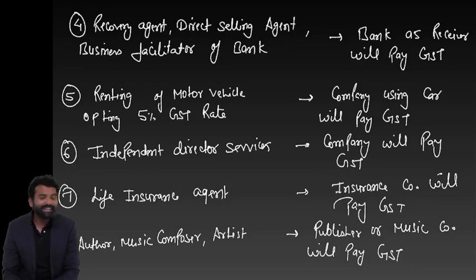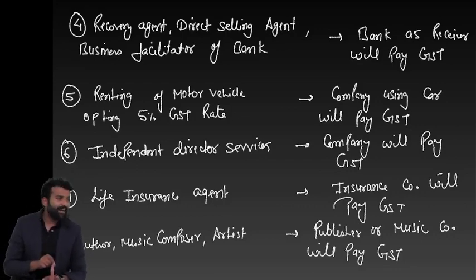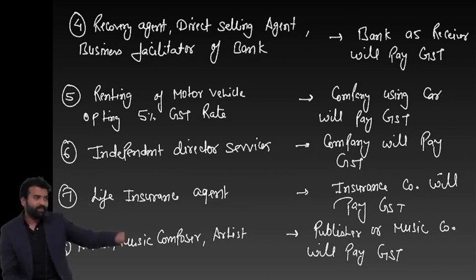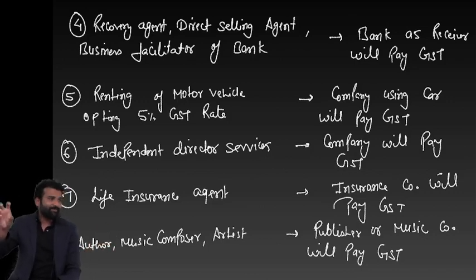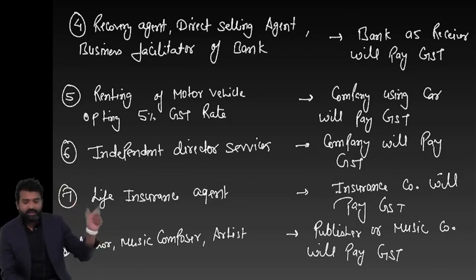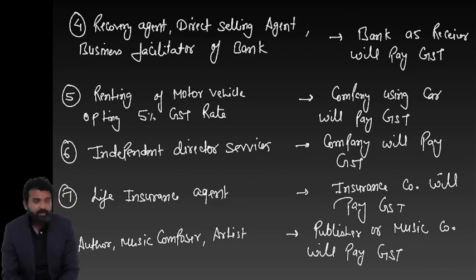Next one is banking related services. In this there are few: recovery agent, direct selling agent, and business facilitator. These are the agents of the bank and they are providing services to the bank. So who is the giant here? Those small agents are the giant, or the bank is the giant? Bank is the giant. So government will directly collect tax from the receiver. Bank is the receiver. Bank will pay GST in that case. Interesting is the recovery agent, Vasuli Bhai. Recovery agent is giving services to the bank. Direct selling agent is giving services to the bank. Business facilitator is giving services to the bank. Bank will pay GST. They will not pay any GST.